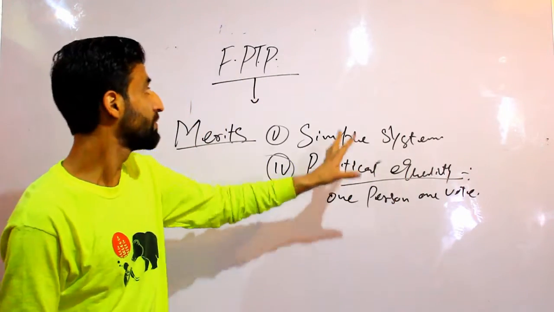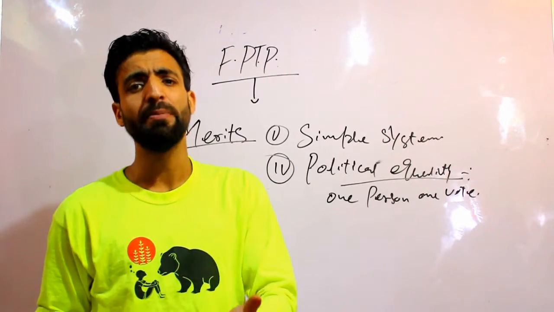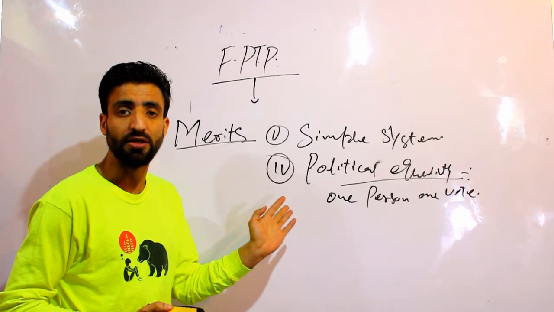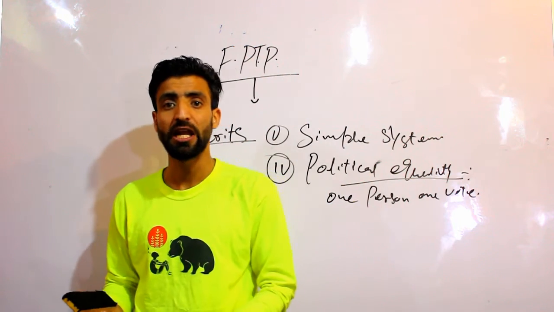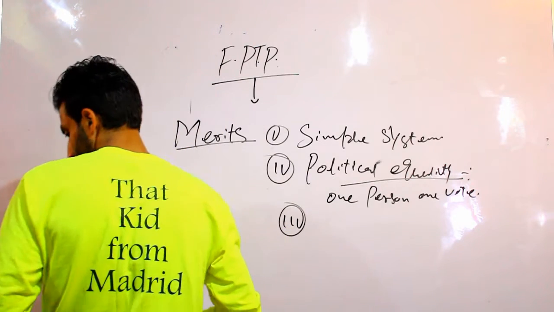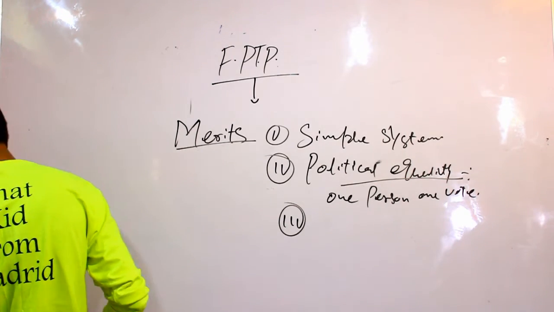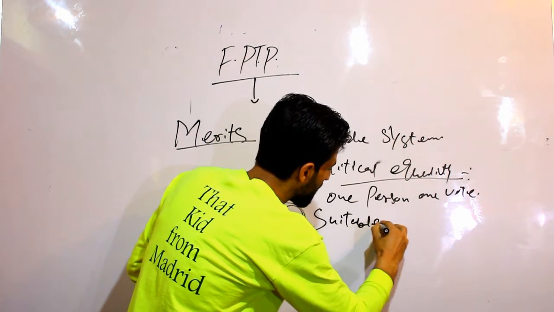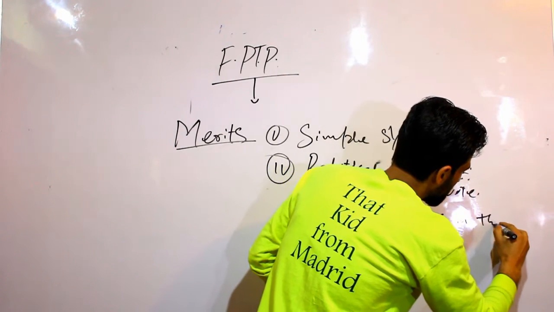So, first merit of the first past the post system is that it is a very simple system, and ordinary people and even illiterate people can easily understand it. Number two, second merit of first past the post system is that it ensures political equality, one person, one vote. And third, it provides suitable majority in the legislature.